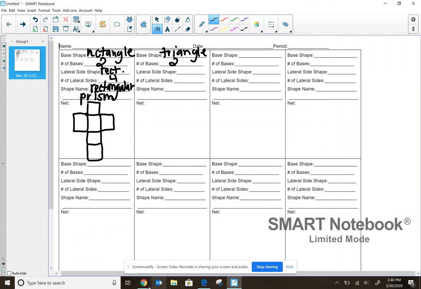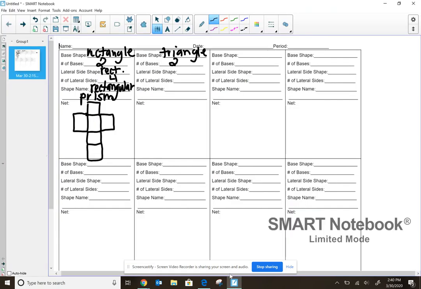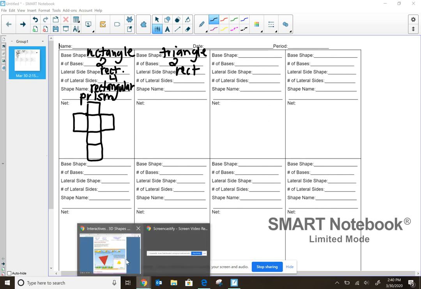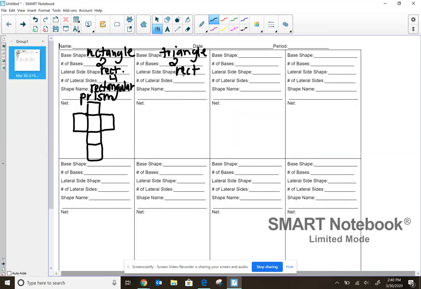Then we have the lateral side shapes. So what shape are the sides? You should be able to fill that one out on your own. Those are rectangles. How many are there? Now, if the base is a triangle, the triangle is going to have 3 sides. Okay, and there's going to have to be a rectangle coming off of each one of those sides. So if we flip around, there's 1, 2, 3, because there's 3 sides to a triangle. So there's 3 rectangular shapes, 3 sides.